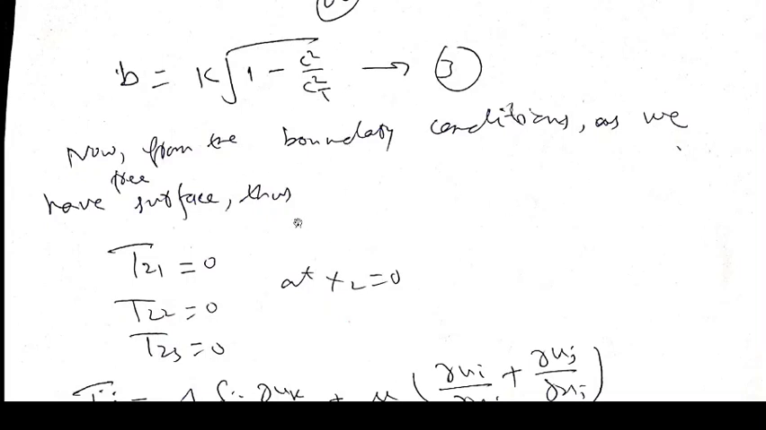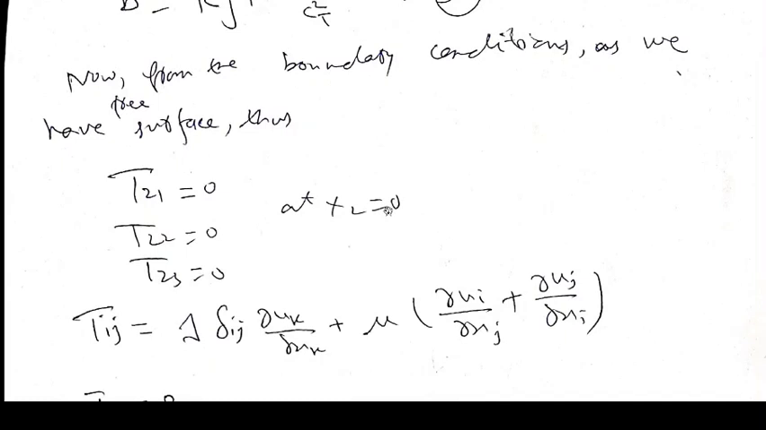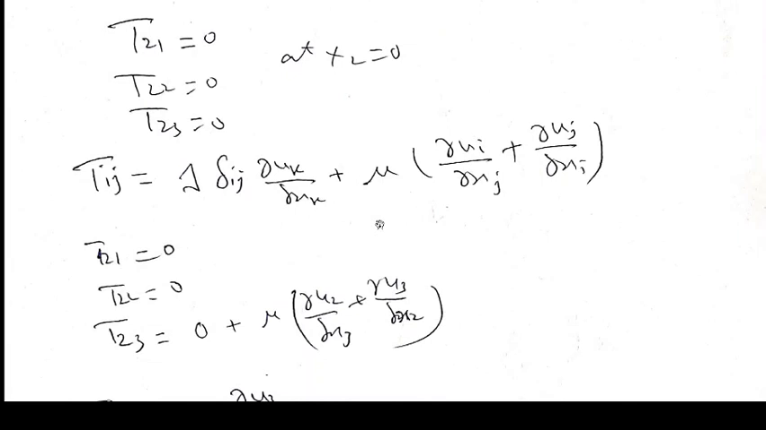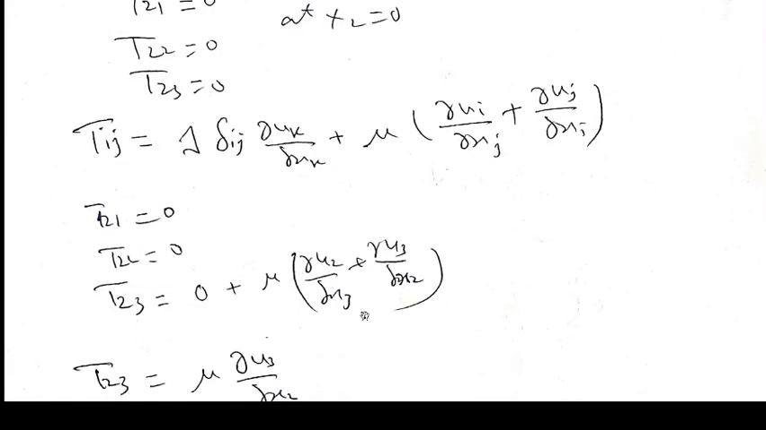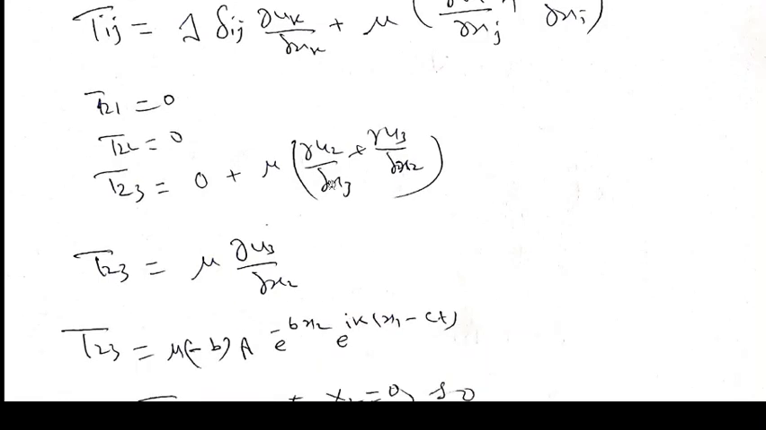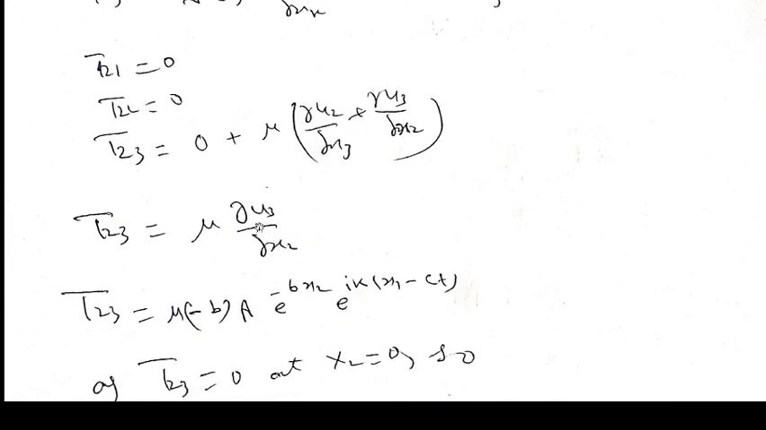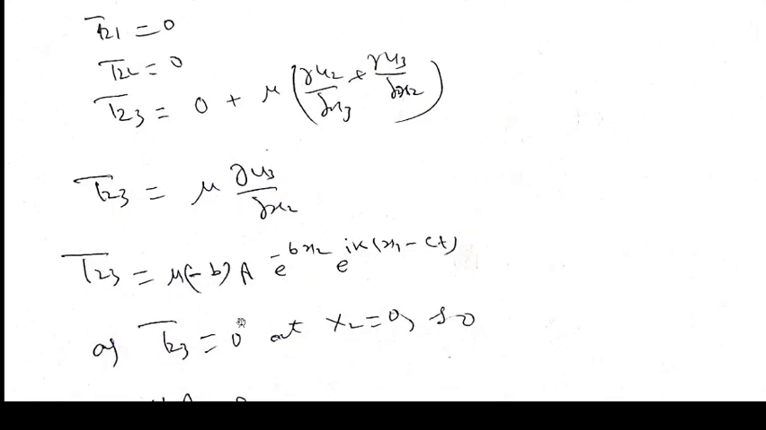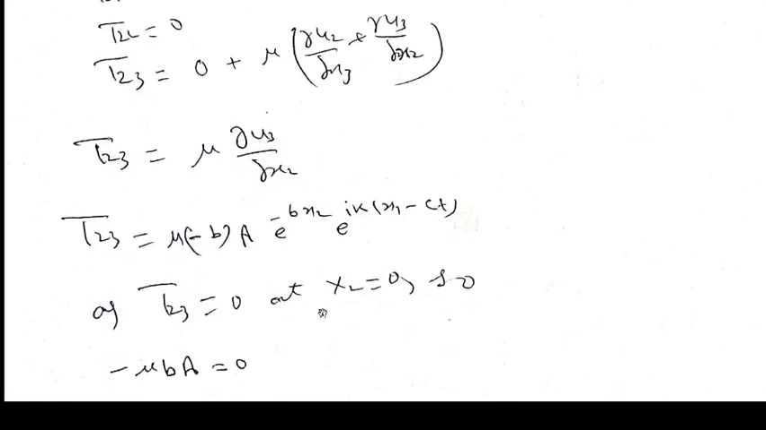Now for the boundary conditions, we know that we have to apply that these three components, T21, T22, T23, are equal to 0 at x2 equal to 0. This is the stress-strain equation. T21 is 0 because u1 and u2 are 0, T22 is 0 because u1 and u2 are 0 and u3 is independent of x3, and we are left with only T23. So take the partial derivative of u3 with respect to x2, we have this thing, and we know that T23 is equal to 0 at x2 equal to 0, so this would be equal to 0.